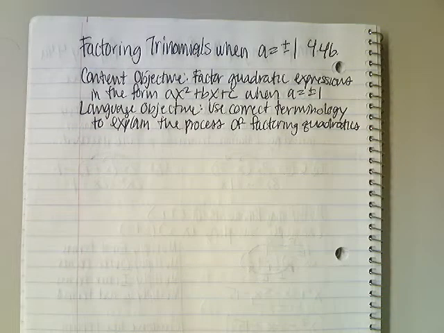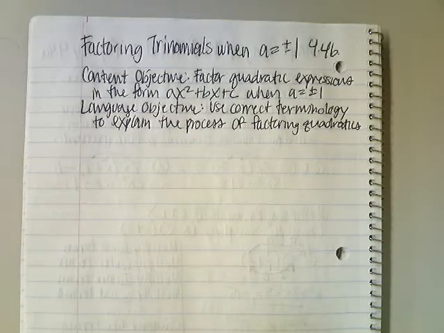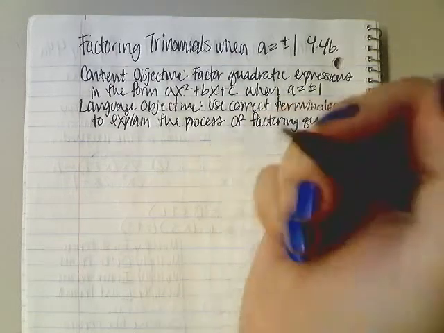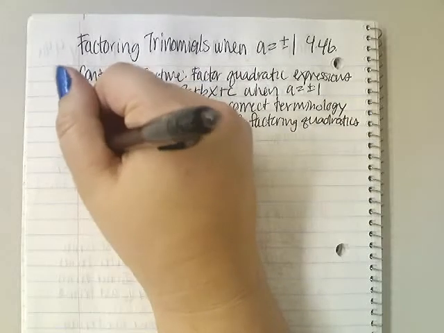Okay, so today's notes are on factoring trinomials when a is equal to positive or negative 1. It's section 4.4b, and our content objective is going to be to factor quadratic expressions in the form ax squared plus bx plus c when a is equal to plus or minus 1. And the language objective is to use correct terminology to explain that process. So we're going to start with an example.